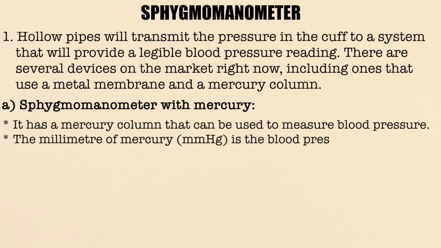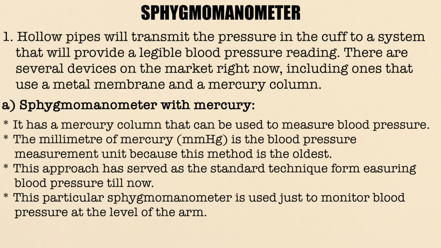Hollow pipes transmit the pressure in the cuff to a system that will provide a legible blood pressure reading. There are several devices on the market right now, including one that uses a metal membrane and a mercury column. We have the option of a sphygmomanometer with mercury. This device has a mercury column that can be used to measure blood pressure.